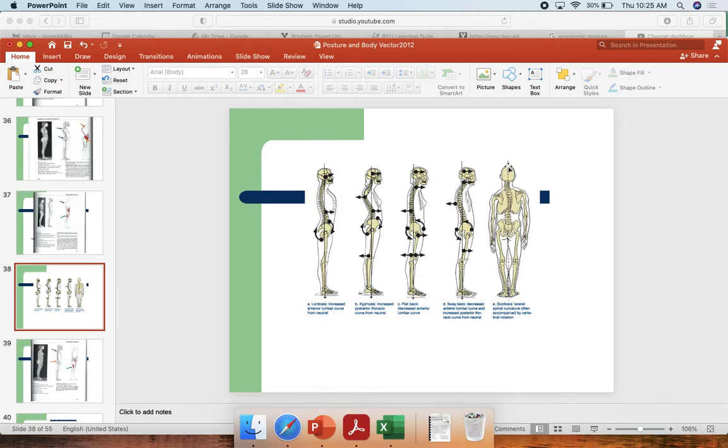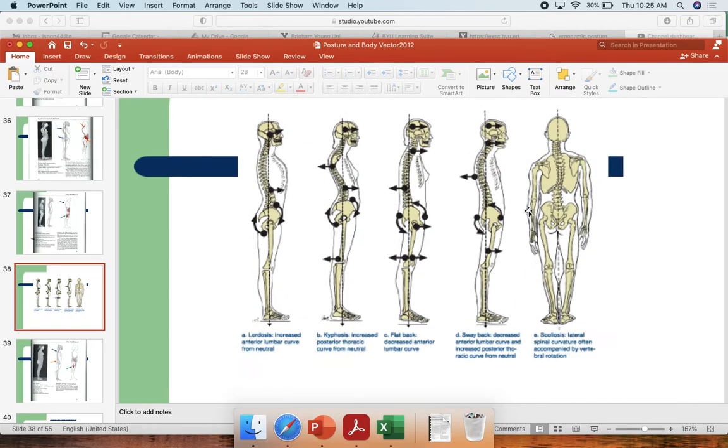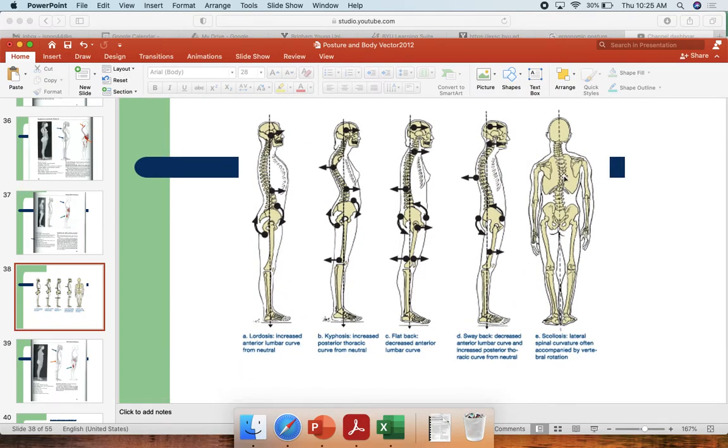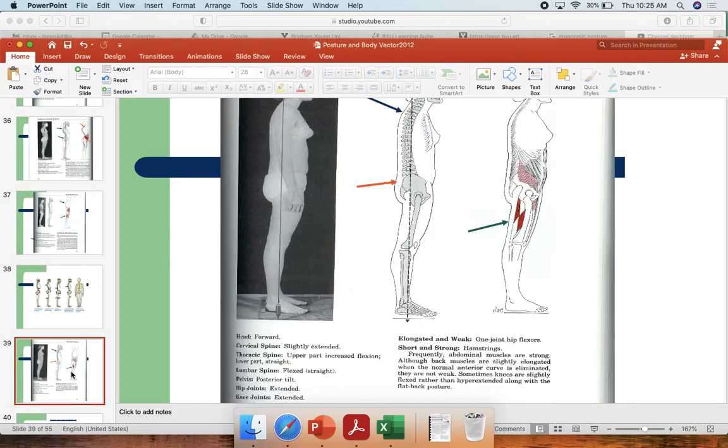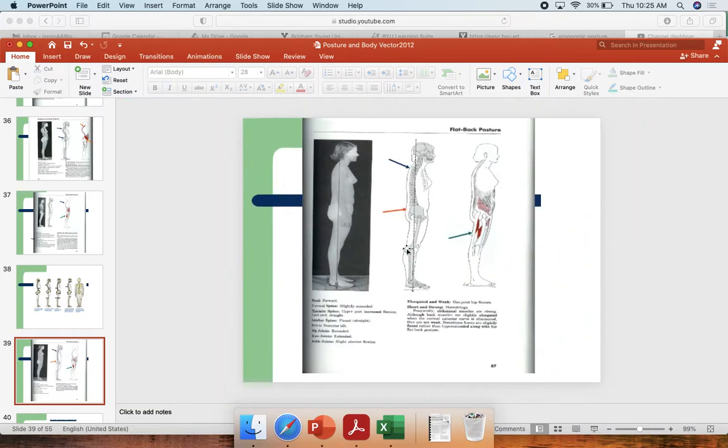This last one over here, hopefully you can look at this and see the scoliosis there. Maybe if we zoom in a little bit, you can see it a little better. So we just have some lateral deviations of the vertebrae as we go through that plumb line. Let's keep going here. We'll zoom back out a little bit.